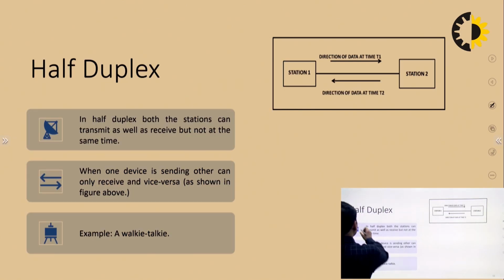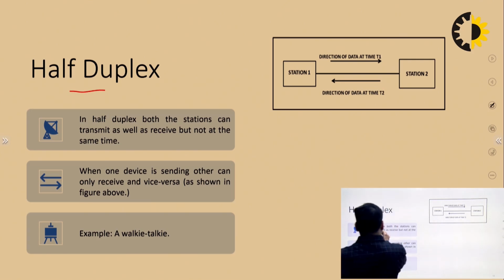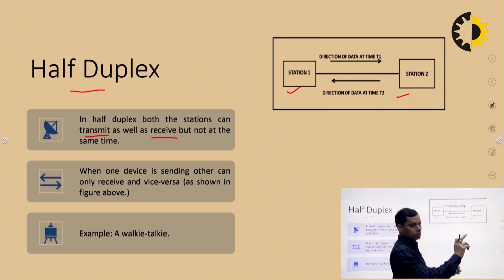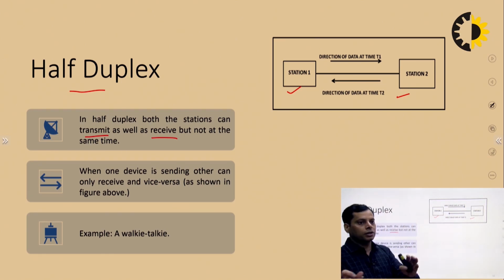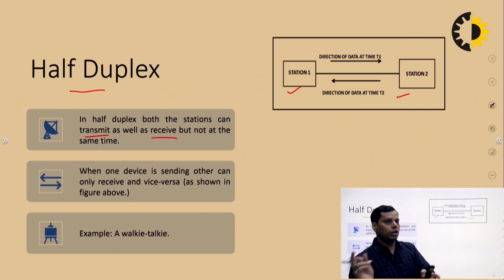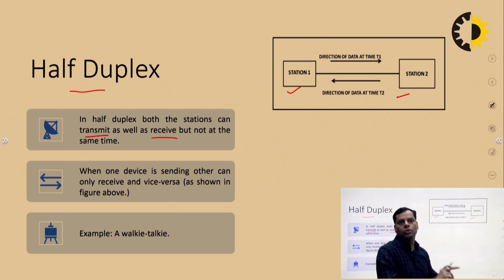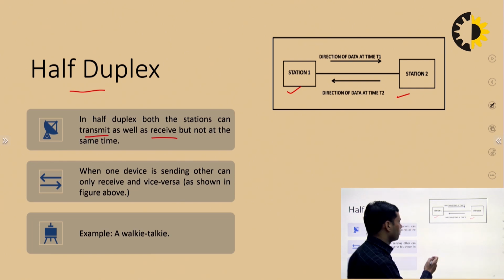Okay. The next one is half duplex. In half duplex, both stations can transmit as well as receive, but not at the same time. That means, just like on a railway track where between two stations only one railway track is there, at a time only one can move from station 1 to station 2 or from station 2 to station 1. Not simultaneously. This is the simple meaning of half duplex.